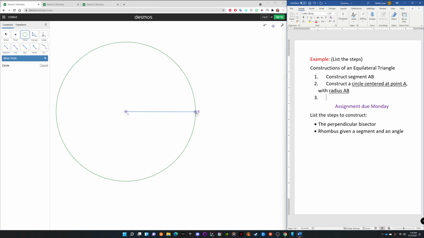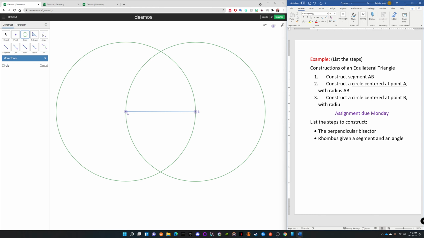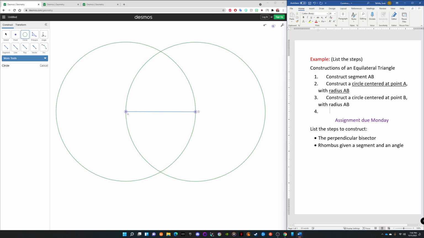Third construction, construct another circle centered at B. You see the center of the circle is B, with radius, it's from the center to where the circle ends. It's the same radius. So you want to construct a circle centered at point B with radius AB. It's the same radius. It could be AB, it could be BA. The order doesn't really matter. That was our third construction.